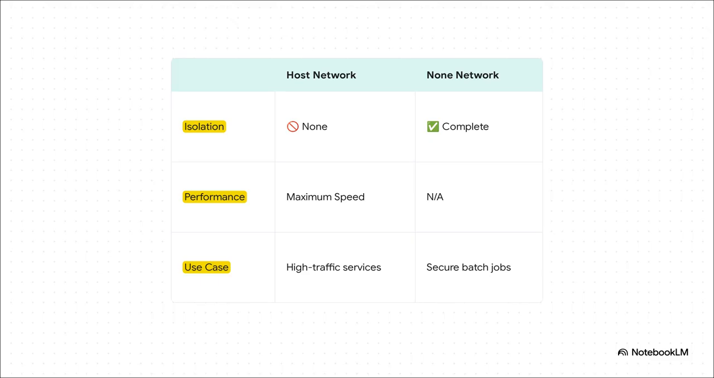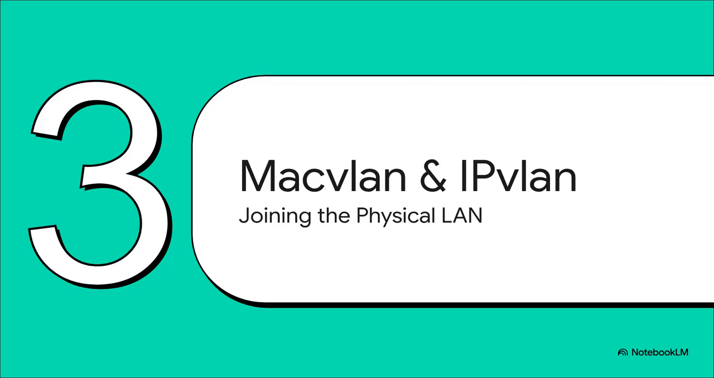That's for your super-secret, lockdown-level security jobs, maybe a batch process that crunches sensitive data and absolutely should not be on any network. All right, so far we've been living inside Docker's virtual world. But what happens when your container needs to step out into the real world, onto your actual physical network? Well, that's where these two show up, MAC-VLAN and IPVLAN.